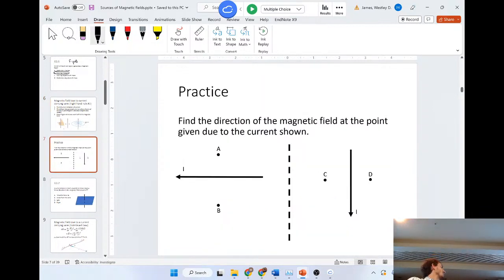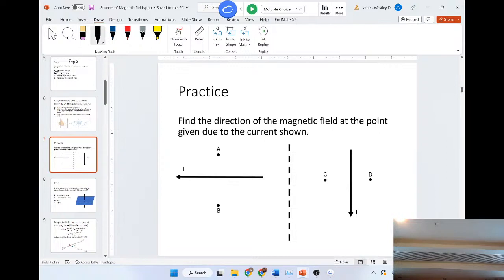Let's practice. Find the direction of the magnetic field at the point given due to the current shown. So this one's got 2 to practice with, and the one on the right's got 2 to practice with, and that'll be good enough for today. So, thumb in the direction of current. Current here is to the right.